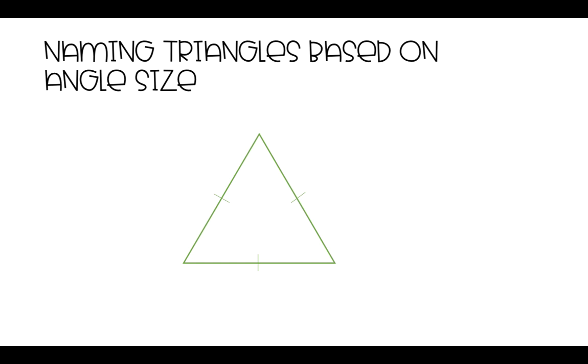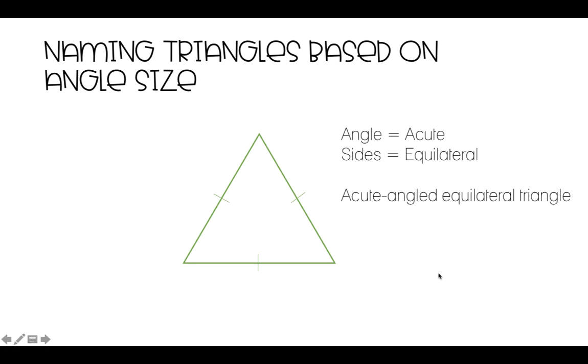Now, if you want to pause this and go and do it, start by naming the angles. So 1, 2, 3 angles are all acute. So we say the angles are acute. The lengths or the sides are all equal, so it's an equilateral. So it's an acute angled equilateral triangle.